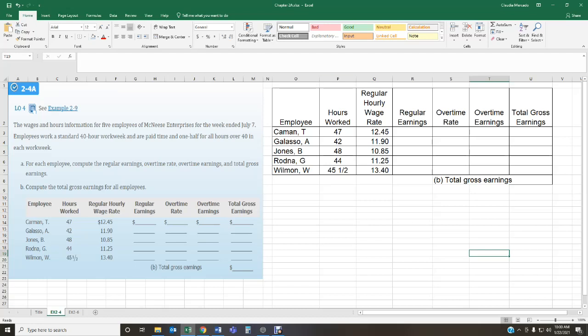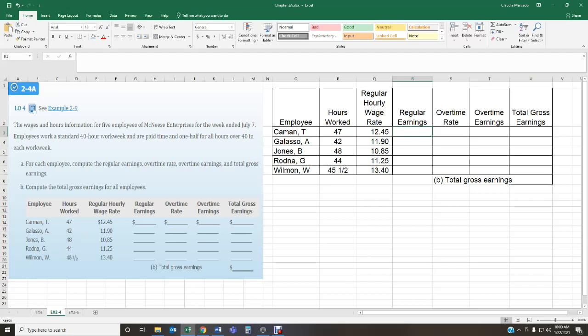Okay, so what I did over here is I basically copied the information from the little table provided into the actual Excel document so I can type in. Okay. So now we have these 5 employees we have to calculate the gross earnings for. Okay. So remember, employees get paid 40 hours a week. That is the normal work week. Anything above 40 hours is considered overtime.